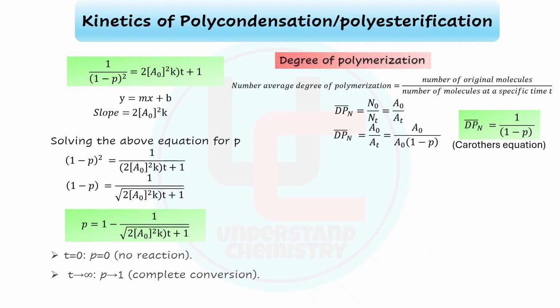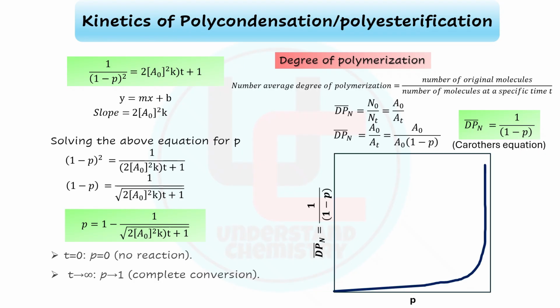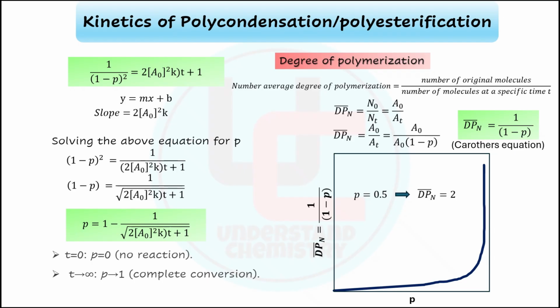A graph is plotted taking conversion P as x-axis and the degree of polymerization as y-axis. At low conversion, the curve is nearly flat, indicating minimal chain growth. But as P increases, the gradual rise reflects the incremental buildup of polymer chains. As the reaction nears completion, when P is close to 1, the curve steeply rises due to the hyperbolic nature of 1 over 1 minus P, meaning that even a small increase in conversion can cause a dramatic jump in the chain length.